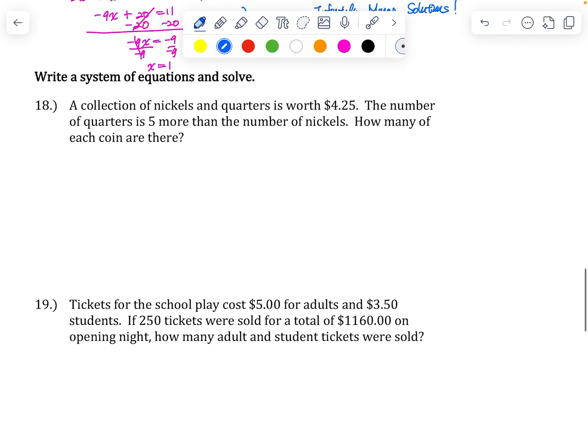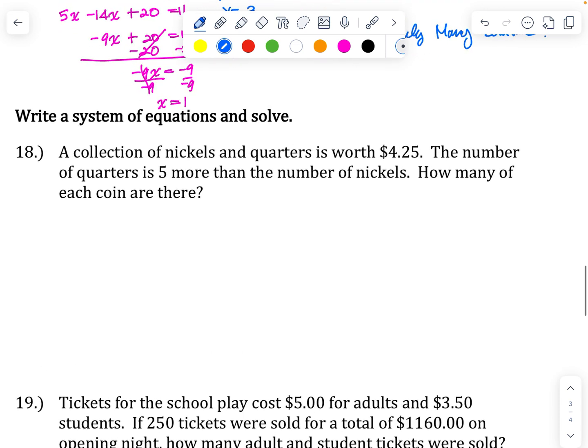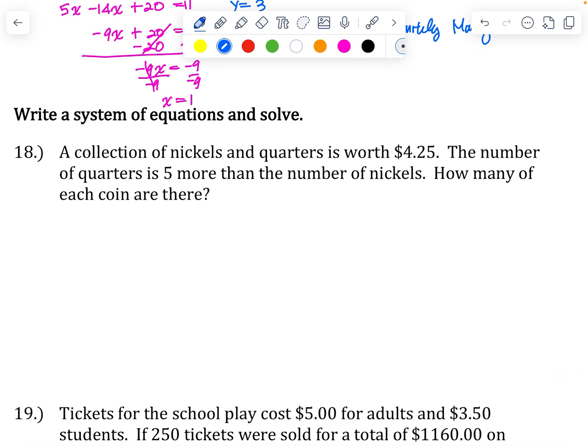All right, next one. So 2 more word problems. I think that's it, yeah. A collection of nickels and quarters is worth 4.25. The number of quarters is 5 more than the number of nickels. How many of each coin are there? So for this one, it's asking for the number of nickels and the number of quarters. So N is of course going to be the number of nickels, and then Q is going to be the number of quarters.